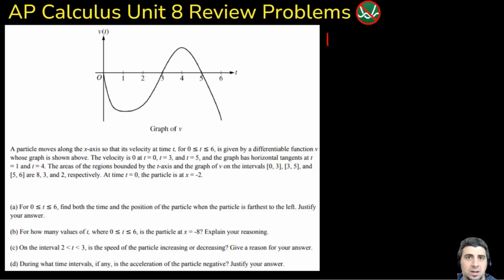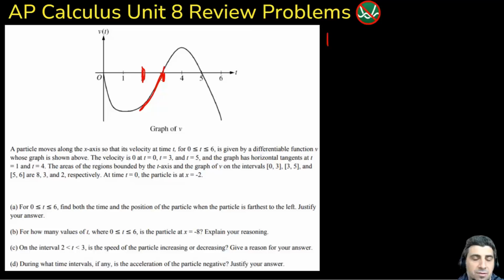Remember, if the speed is increasing, then velocity and acceleration have the same sign. And if speed's decreasing, velocity and acceleration are going to have the opposite signs. So if you look on the interval from 2 to 3, so from here to here, so this portion of the graph, the velocity function itself is negative and increasing. So that would imply that the velocity is negative and acceleration is positive. So they have opposite signs. Therefore, the speed is decreasing.